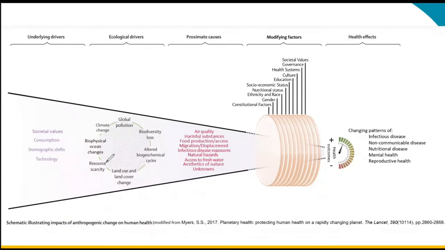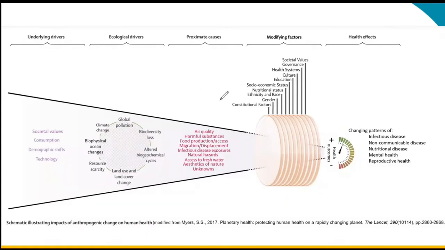Now, these underlying drivers drive these ecological drivers of health change. Things like global pollution, the fact that we're losing biodiversity at an astounding rate, our altered biogeochemical cycles, what I was talking about, phosphorus, nitrogen, et cetera, how we changed the use of land, how we are now overusing things like freshwater, and the changes in our oceans. All these things are happening interconnectedly. It's not that one thing is happening disconnected from the other. If you think of global pollution and how it's affecting our oceans, you think of climate change and how that is affecting biodiversity loss. And you can create basically a web of how these things are connected.